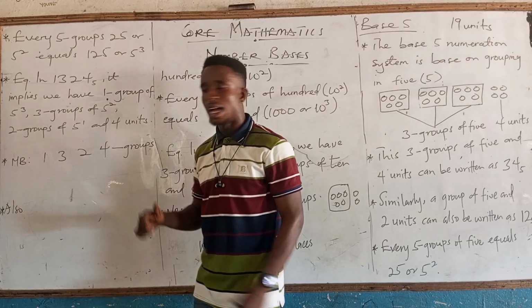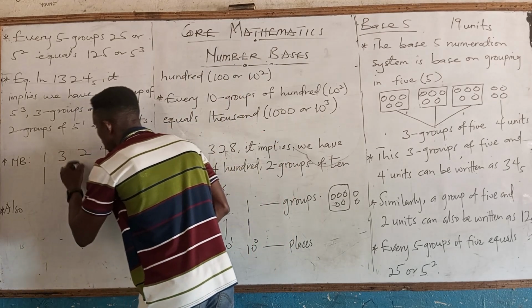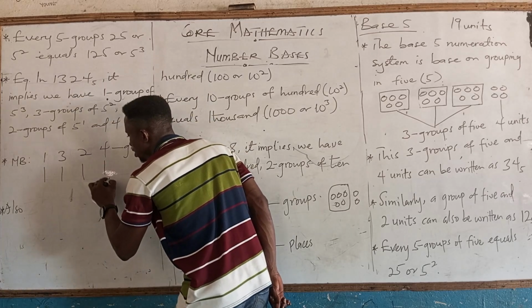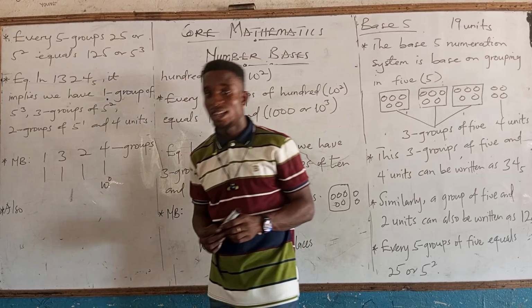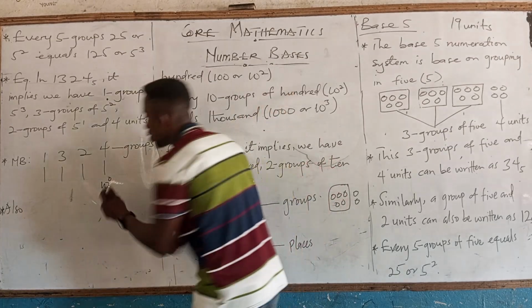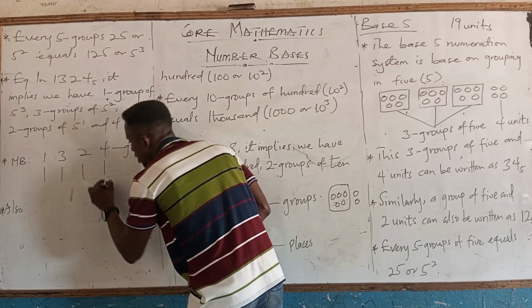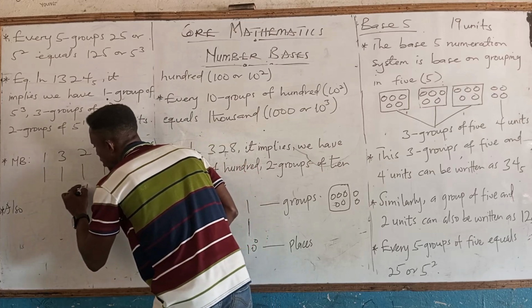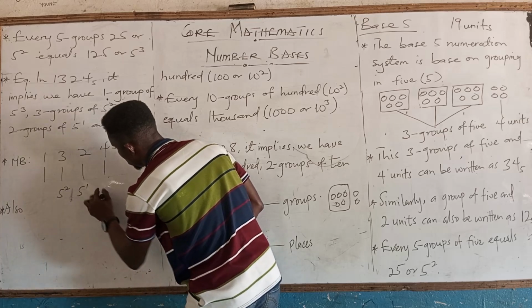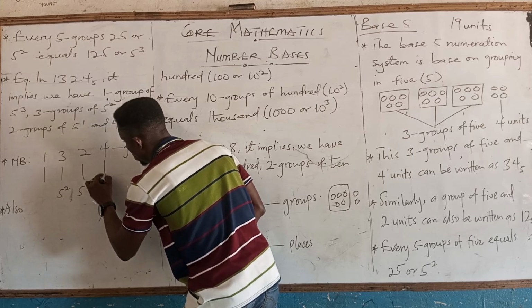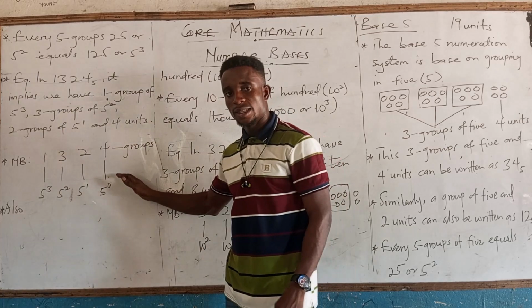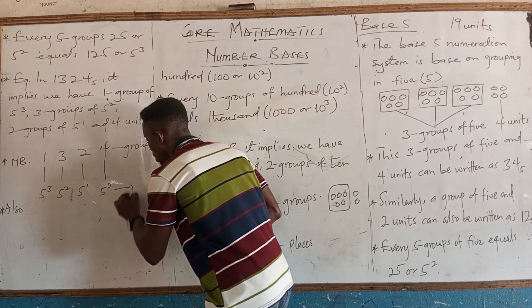Then we have their corresponding place values. What do I have here? 10 exponent 0? Is it 10? It's not 10, because we are not in base 10. We are not grouping into 10, we are grouping into 5. So the base is supposed to be 5 exponent 0. Then 5 exponent 1, 5 exponent 2, then lastly 5 exponent 3. Having this is what we call the places.